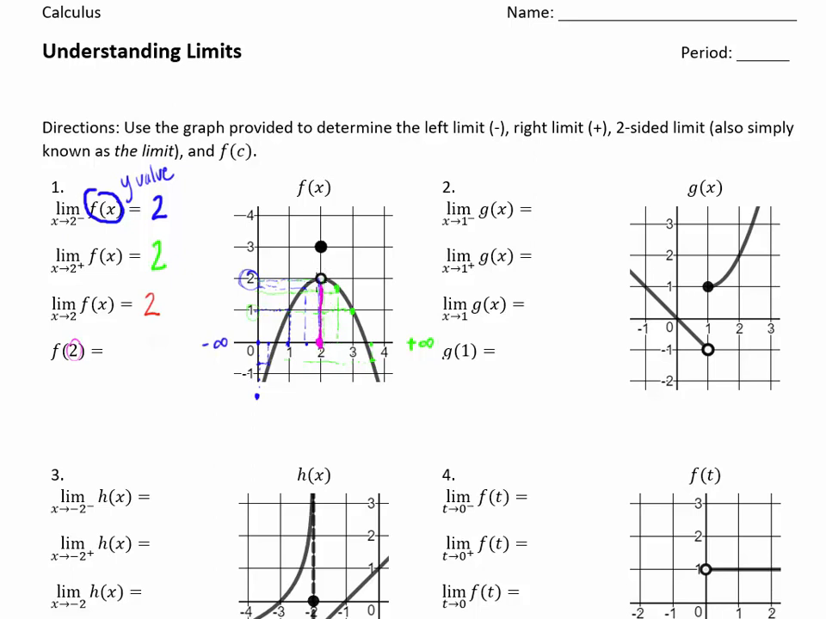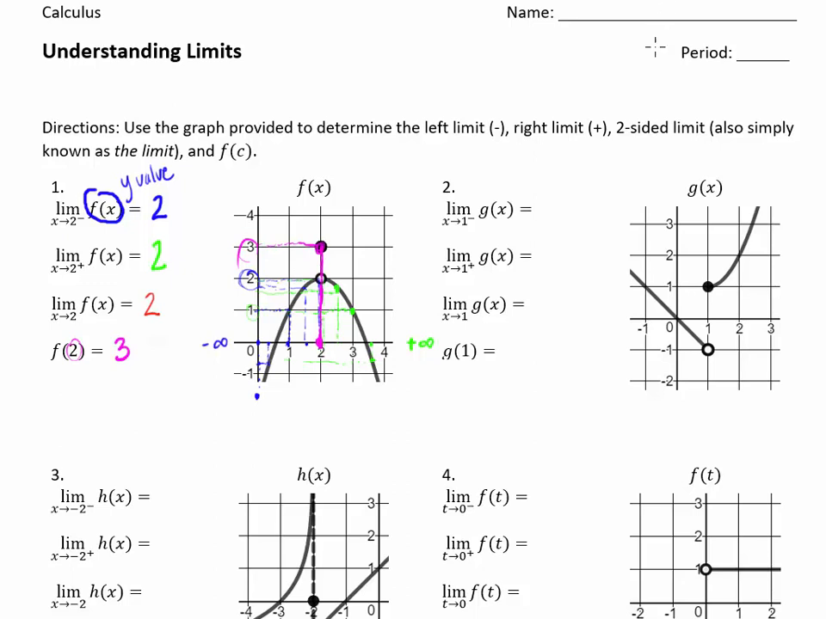I'm going to go right past this spot because that's a hole. The function is not defined at this point right here. It's like a little gap in our little parabola right here. So I'm going to go right through until I find the graph. Oh, there it is right there. There's the graph right there, and that's a y value of 3. So the limit exists. It's equal to 2, but the actual value at 2 is equal to 3. And that does it for problem number 1.